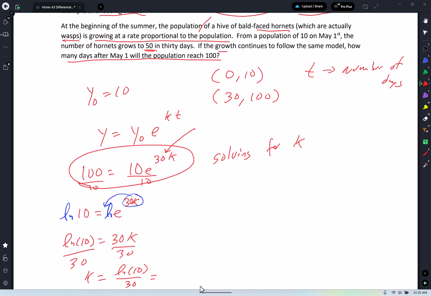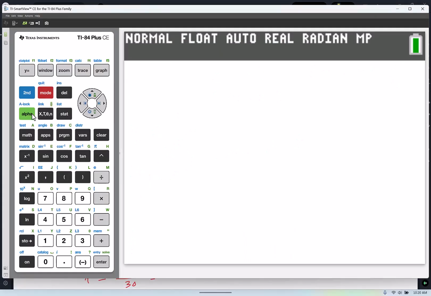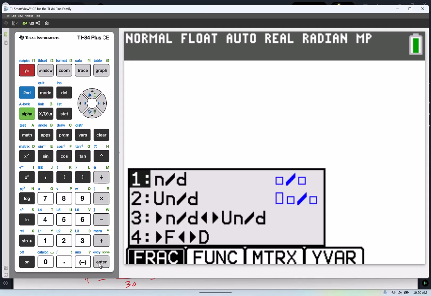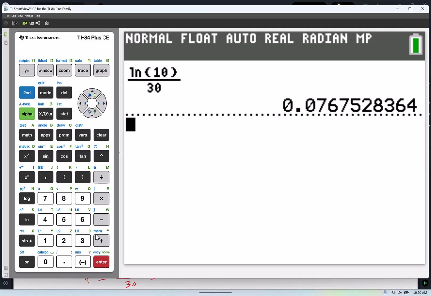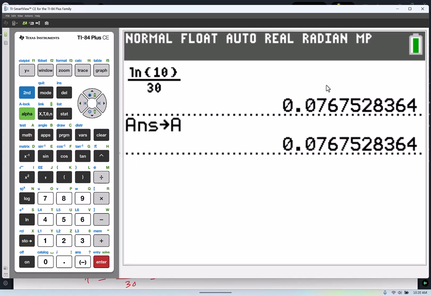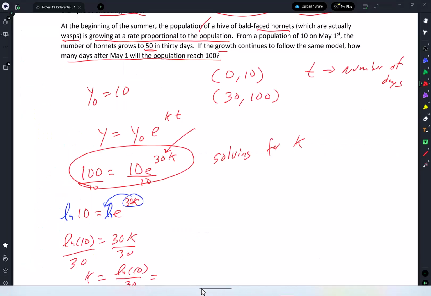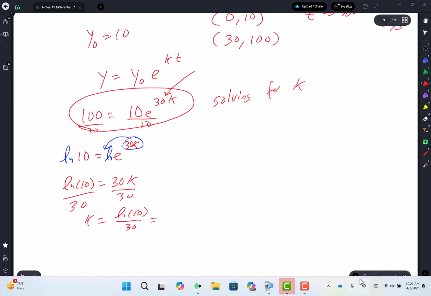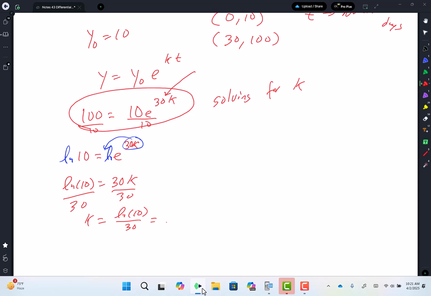So let me tell you what that number is. I take my calculator here, and should I use the alpha feature? Yeah, so let's not mess up here. ln of 10 divided by 30, and I'm going to store this to letter A. Store alpha A. It's growing, so that's why your k is positive. So there it is, that's your k, and I stored it to A. So I got 0.0767, and it keeps going, and I stored it to A.